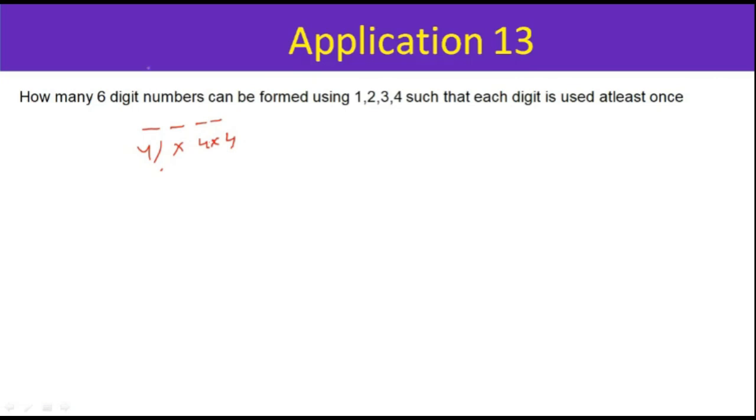See, you have a 6-digit number. How many 6-digit numbers can you form using these 4 digits, right? So what you're doing is 4 factorial into 4 into 4, but what is this 4 factorial? Like which digits are those? You have a 6-digit number, right?